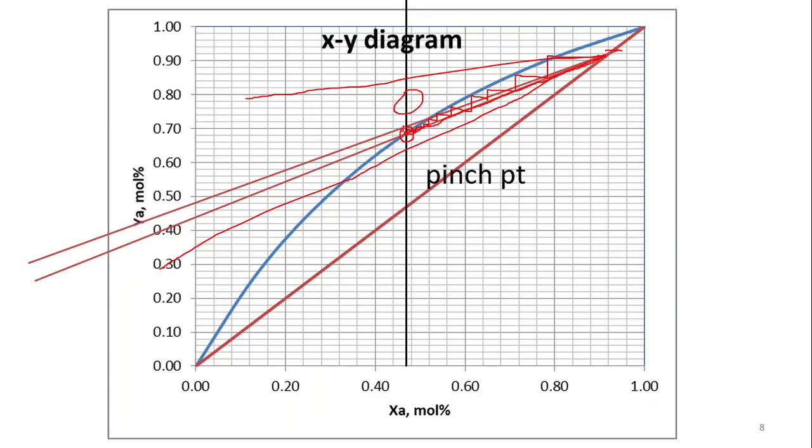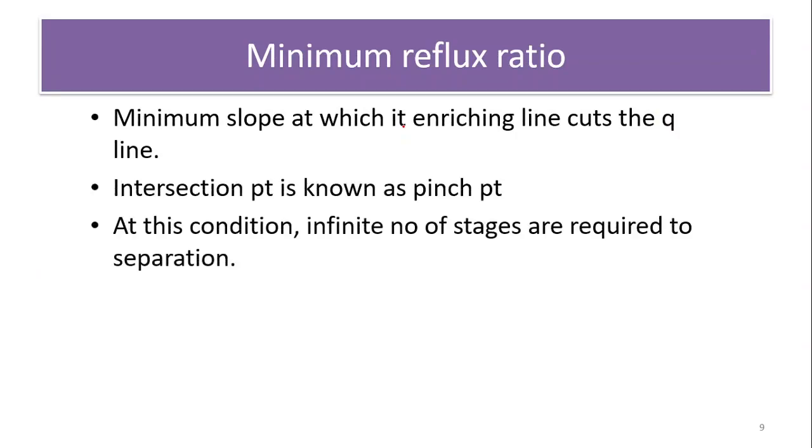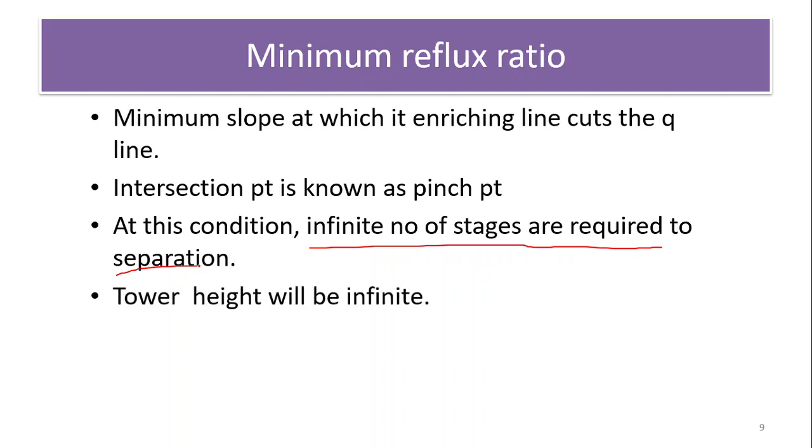In short, at minimum reflux ratio the slope will be minimum, we get the pinch point, and at this condition an infinite number of stages are required in the separation. A column with infinite stages means the height of the column will be infinite. So the tower height will be infinite, and obviously the system is uneconomical. At minimum reflux ratio, you cannot have an economical tower. We cannot go for the minimum reflux ratio.